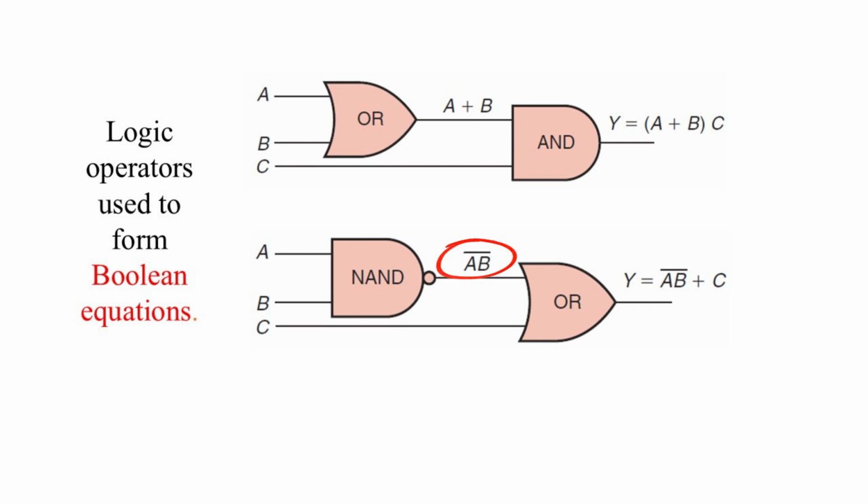This means the output is 1 unless both A and B are 1. That result is then combined with input C through an OR gate. So the final Boolean equation is Y equals (A AND B)bar, OR C. This means Y will be on if either C is on, or the NAND condition is true.